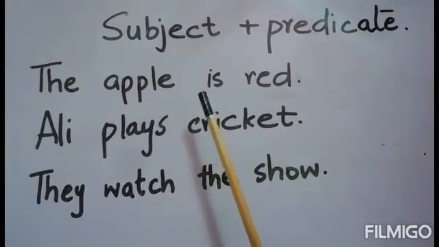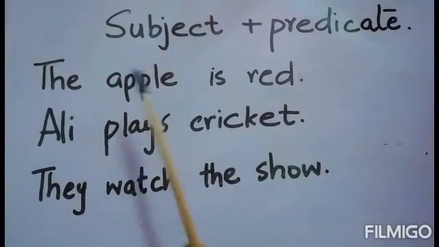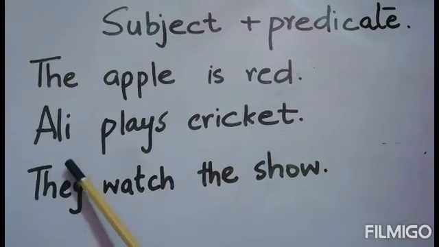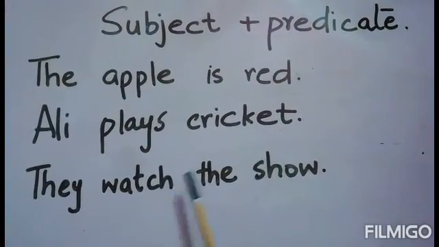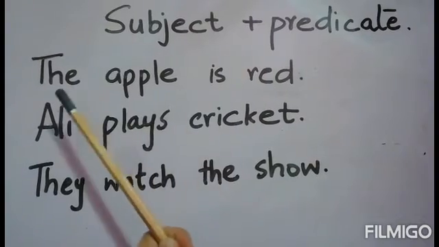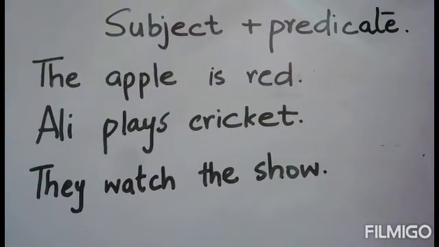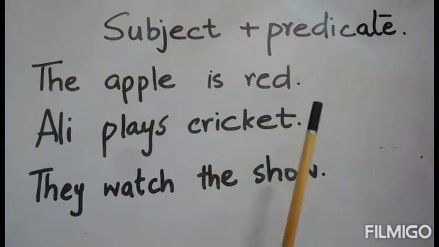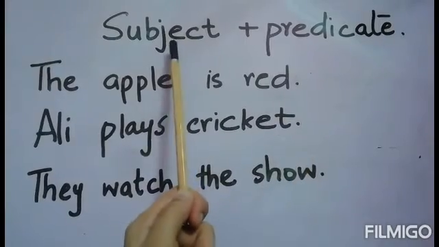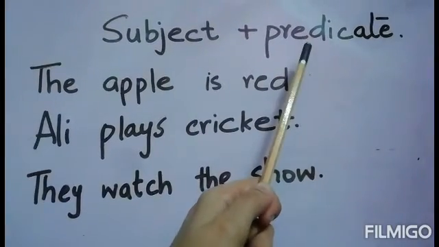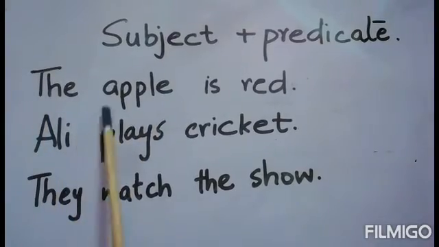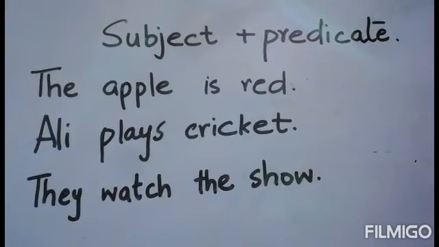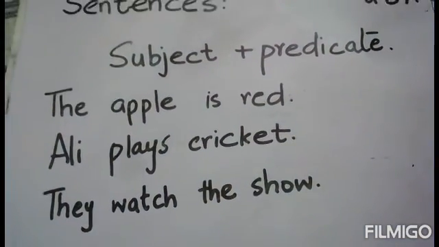Now look at these three sentences. The apple is red. Ali plays cricket. They watch the show. The apple is red is a complete sentence and it is made by using a subject and a predicate. We are going to find which part is the subject part and which part is the predicate.